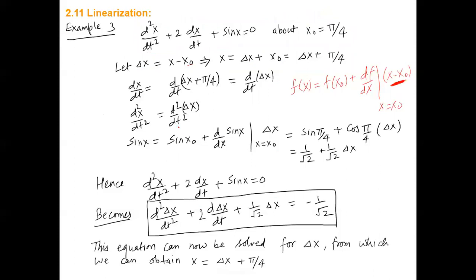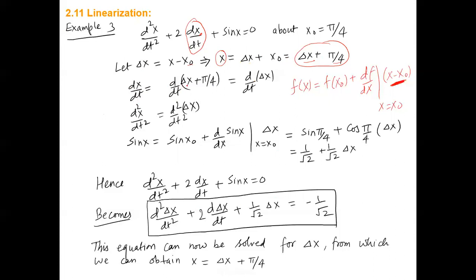So now you can replace your x by this guy in the Taylor expansion. How do you replace your dx over dt when you linearize it? Your x is delta x plus pi over 4, right? So that's what I did: the derivative d over dt is there, then this x is replaced by delta x plus pi over 4. Does it make sense?